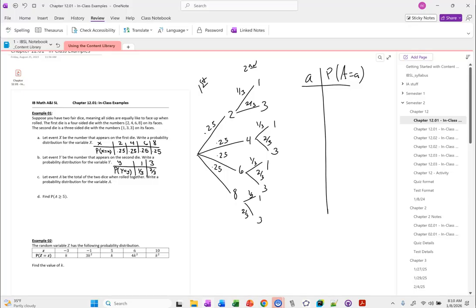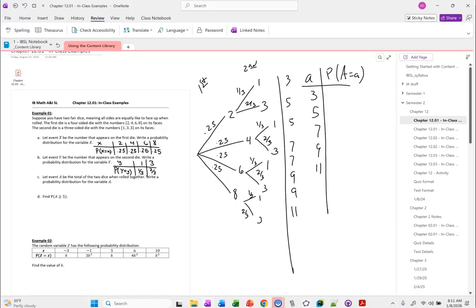Okay, so my different sums, my different values that A can take: 2 plus 1, 2 plus 5, 4 plus 1, that's another 5. I'm not going to write it twice, right? I'll write here 4 plus 3, that's a 7. 6 plus 1, that's a 7. 6 plus 3, that's 9. 8 plus 1, that's 9. And 8 plus 3, that's 11.